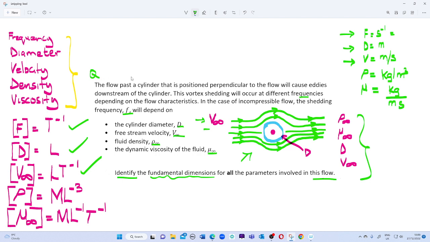The fundamental dimension of our fluid density, rho, which is in kilograms per meter cubed, gives us in fundamental dimensions M L to the power negative 3. The fundamental dimension of our dynamic viscosity, which is in kilograms per meter per second, gives us in dimensions M L to the power negative 1 T to the power negative 1.